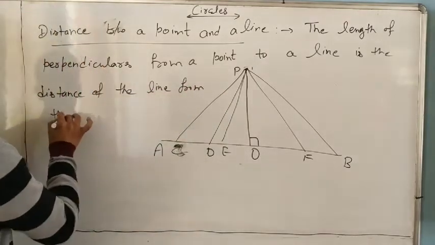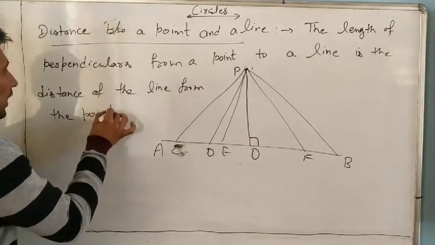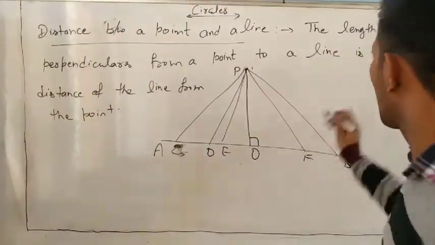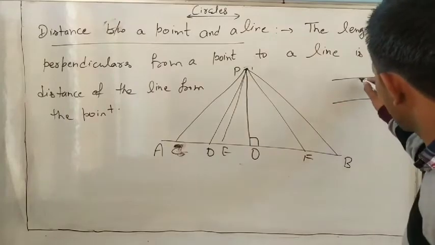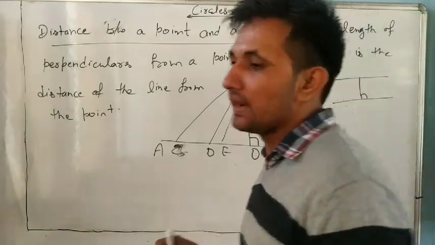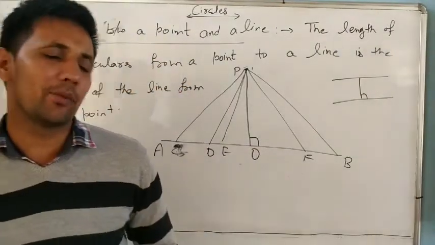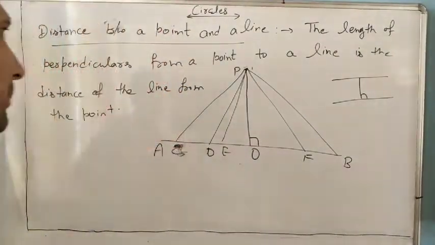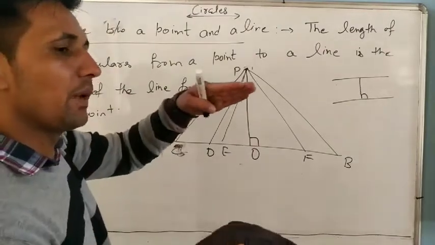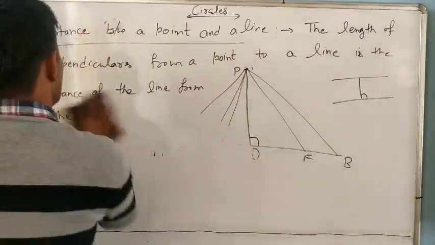So always remember, if you want to find the distance between any two lines also, it is always a perpendicular distance. Perpendicular is always the distance between a point and a line, or between two lines. It is very simple. Only remember this one: the distance between a point and a line is the perpendicular.